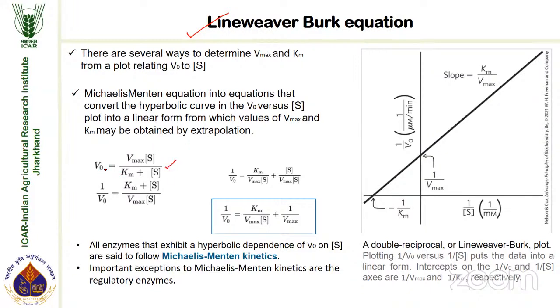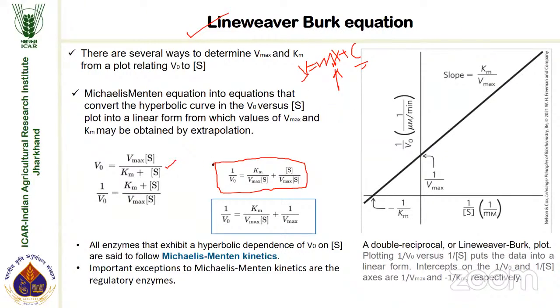Just simply, take the reciprocal of the Michaelis-Menten equation and simplify, and you will get the simple equation of the Lineweaver-Burk plot. In the Lineweaver-Burk plot, Km and Vmax for an enzyme are constant, similarly 1 by Vmax is constant here. For a linear curve, you might have heard that y is equal to mx plus c, where c is the intercept, m is the slope, and y and x are the variables.